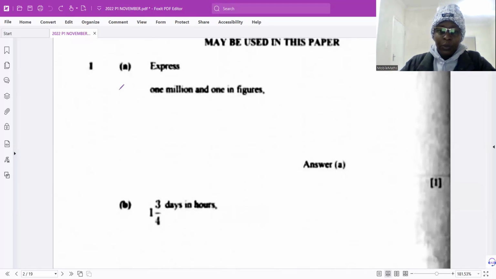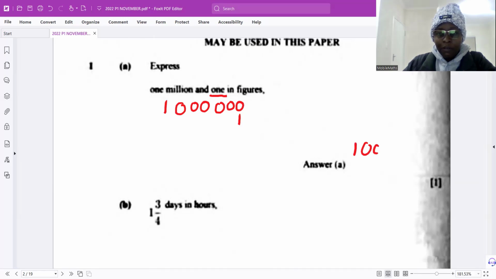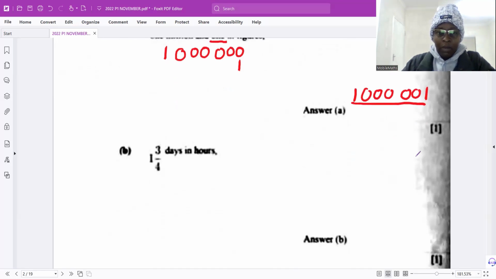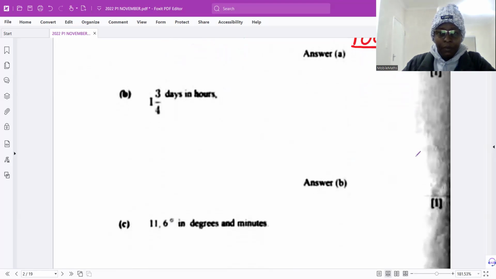1,000,001. What we know is that 1,000,000 is 1 and 6 zeros. When we say minus 1 there, it means we just replace this 1 with a 0. So our answer is 1 and 5 zeros and a 1. Let's move on to number 1B.